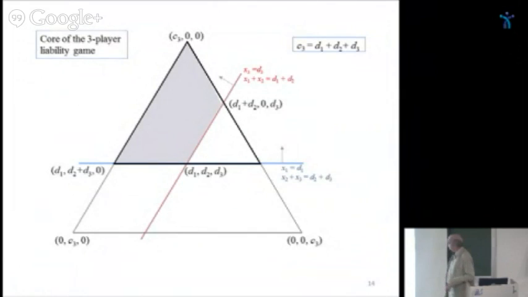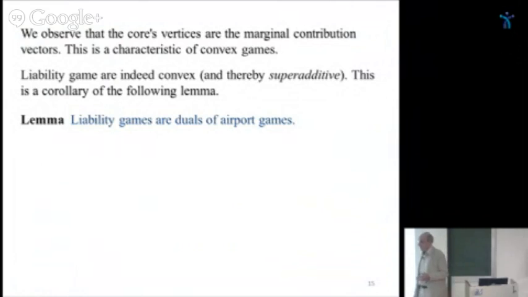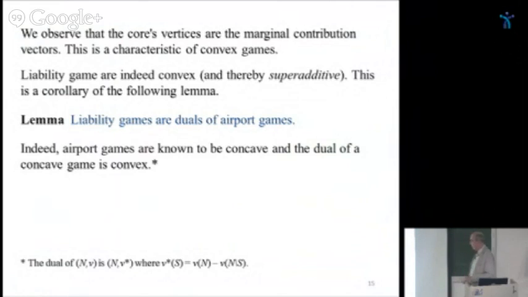Graphically, we have the triangle of imputations, which is player one, player two, player three, and the lower bound for player one. So these are the imputations. And then I have only one additional constraint to define the core, so that this area here is the set of acceptable judgments. We observe that actually the vertices of the core are the marginal contribution vectors. This is a characteristic of convex games, and indeed liability games are convex. One way to prove it, which is very simple, is to show that liability games are duals of airport games. And airport games are known to be concave as cost games, so liability games are convex.